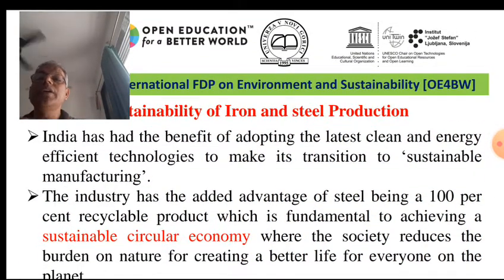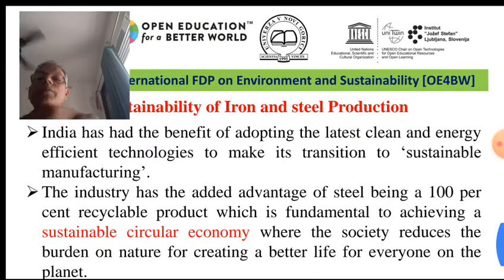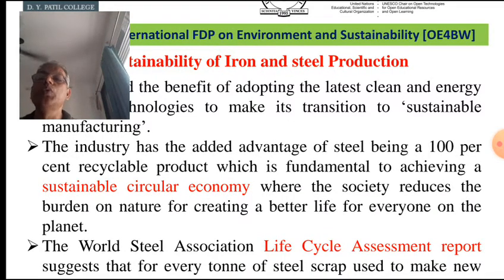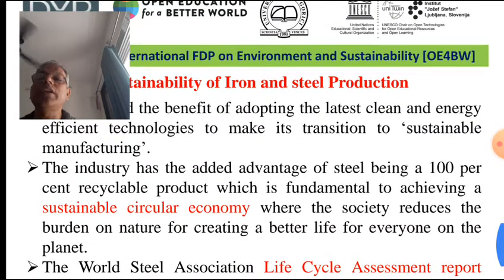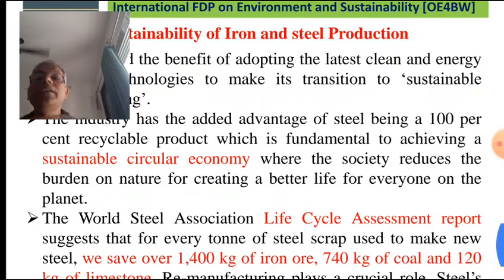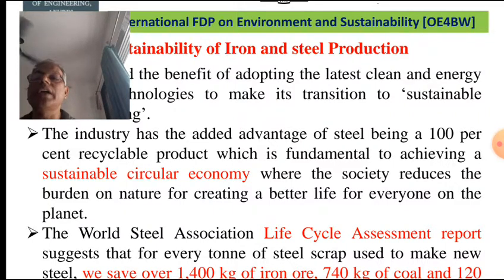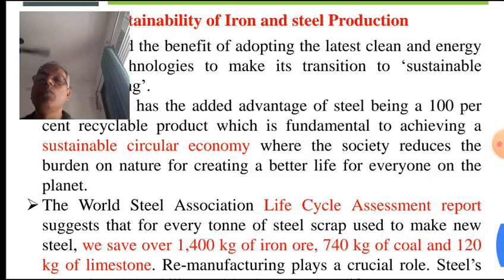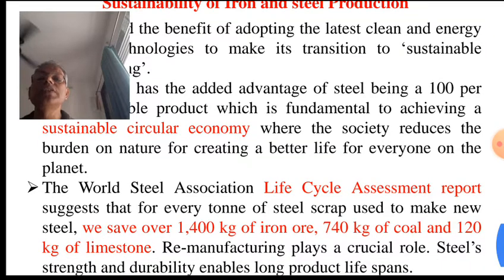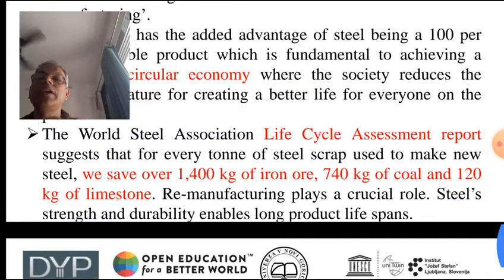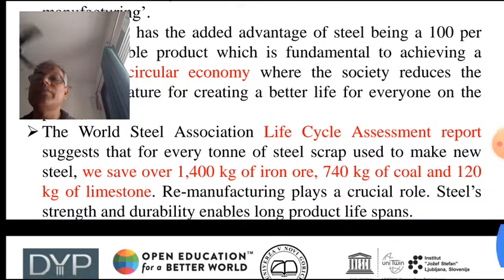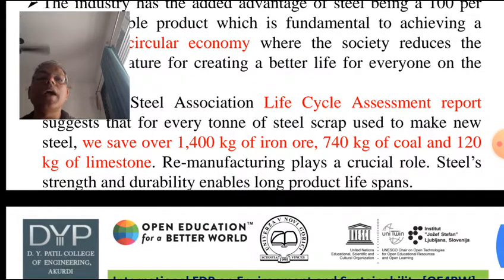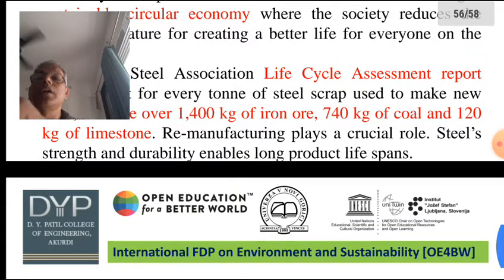Then the sustainability of this iron and steel production. So how will it become sustainable? See, India is a developing country and we have scope to develop. We don't have the new technologies, so definitely those in industry can take the new technologies from the developed countries and use them. Again, iron and steel is a most recyclable product. So if we use this recycling as it is, 100%, definitely we can achieve sustainable manufacturing. A life cycle assessment report suggests that for every ton of steel scrap we save over 1400 kg of iron ore, 740 kg of coal and 120 kg of limestone.